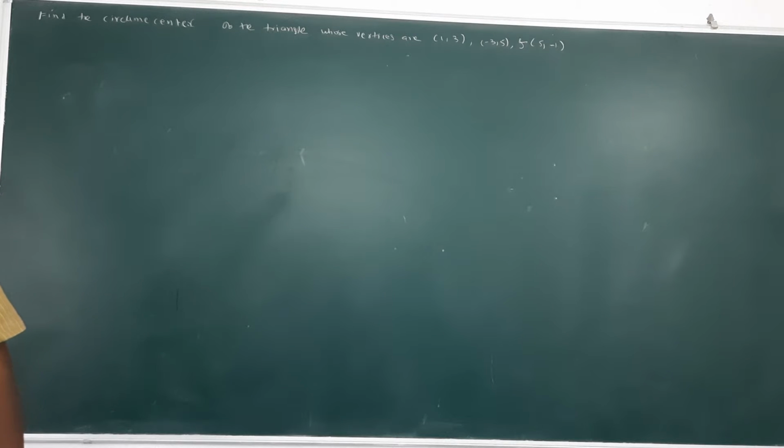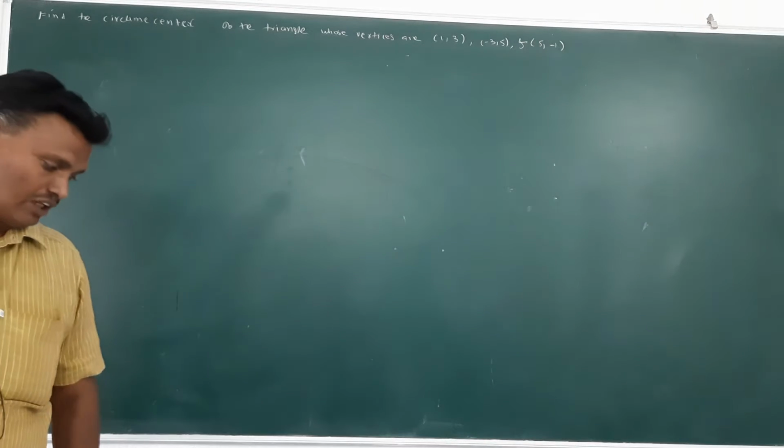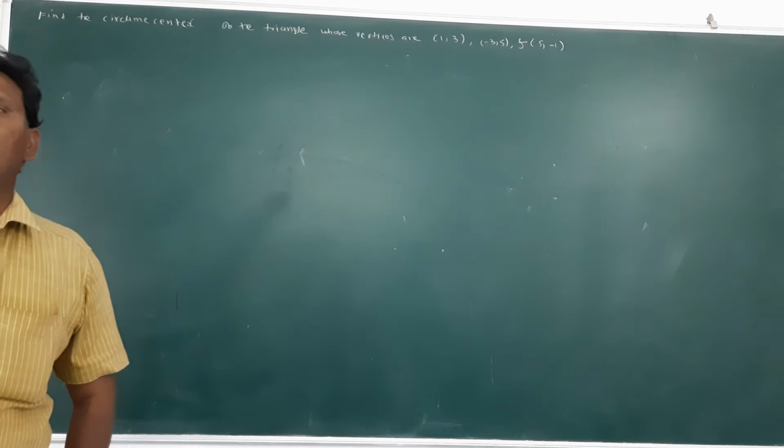Already, what is the distance between the 2 points A (x1, y1) and B (x2, y2)? Then AB is equal to under root of (x2 minus x1) whole square plus (y2 minus y1) whole square.